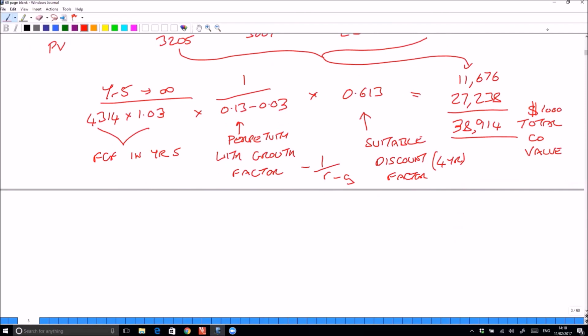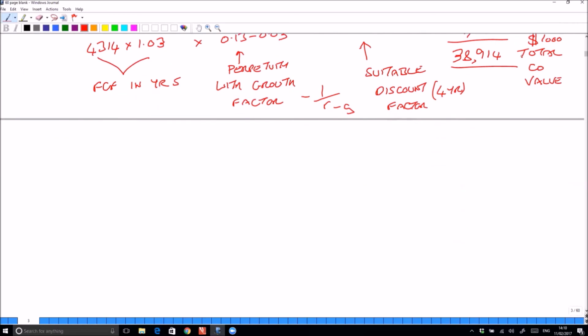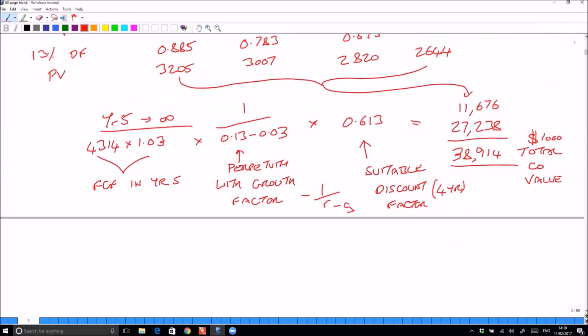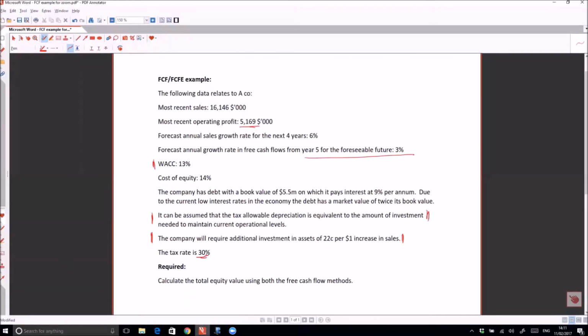What can we then say? Sorry, I'm losing the figures for you, aren't I? Where are they? There we go. That's the 38,914, the value of the total company. As we said, very often we want to know the total equity value. And what did I say? The value of the total company minus the value of the debt. And what have I said in the question? What's the value of the debt?